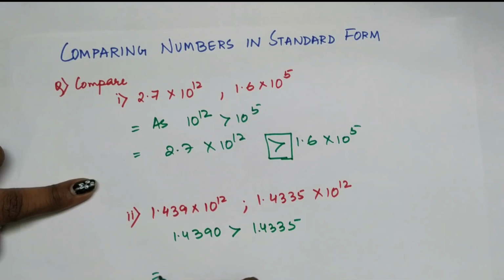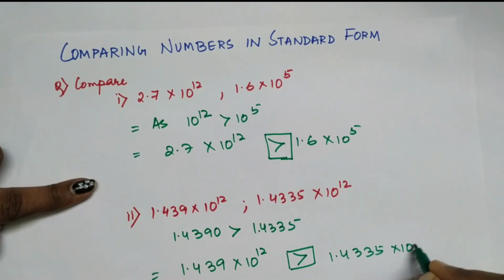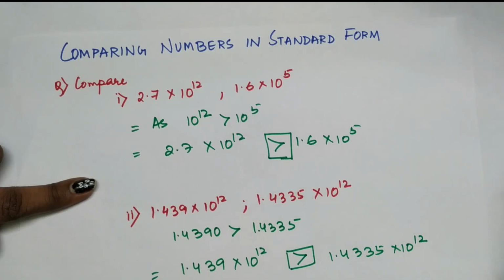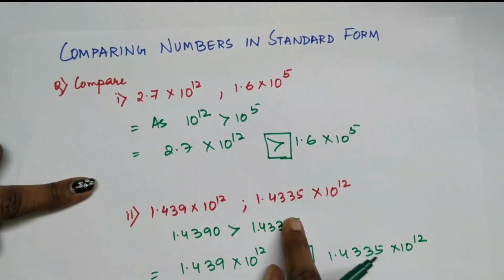So that means the decimal number 1.439 is larger than 1.4335. Therefore, my answer will be that 1.439 into 10 to the power 12 is larger than 1.4335 into 10 to the power 12. So, did you understand, students? If you have different powers of 10, then whichever power is more, that number will be larger. But suppose the power is the same, like in this case, you have to compare the significand.